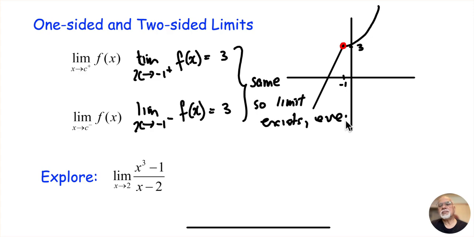Even though f of negative 1 may not be 3. For example, this is a piecewise function. f of negative 1 could be defined to be this point down here, for example. And so in this case, because the two one-sided limits are approaching the same value, we say the limit does exist and is 3 in this example. All right, let's take a look at this one.